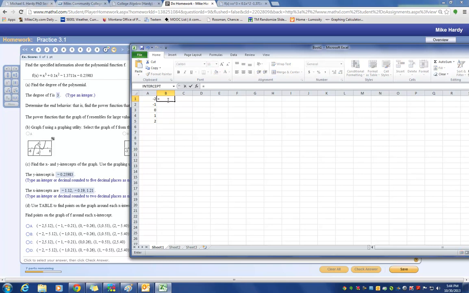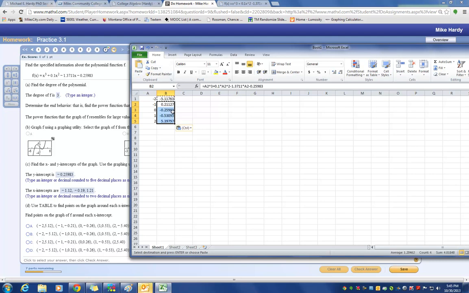And for the y's, we want to know, well, let's see, let's take this x and cube it, plus 0.1 times this x, and square it, minus 1.3711 times this x, and minus 0.25983. Okay, so that makes this cell f of negative 2, and we'll just copy and paste down.